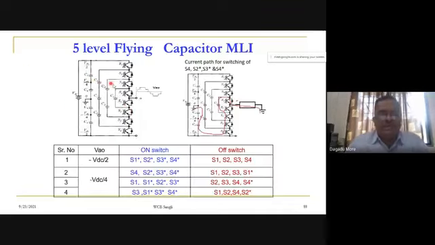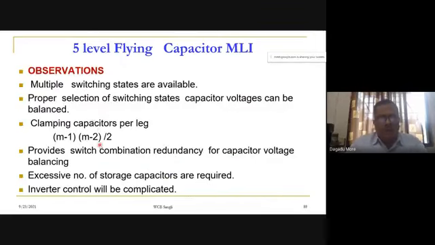And we have seen that these are the 6 capacitors. Whereas the DC link capacitors for splitting the DC link are not included. What we are calling the capacitors are these capacitors we are talking about. And for 5 level, we require 6 capacitors.